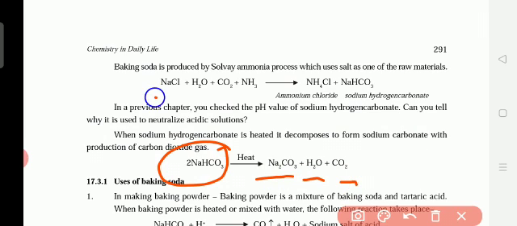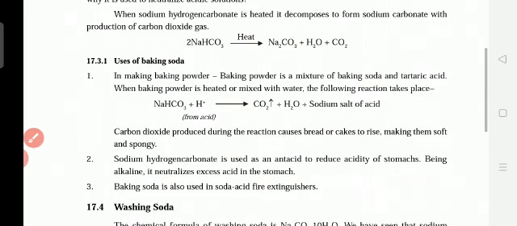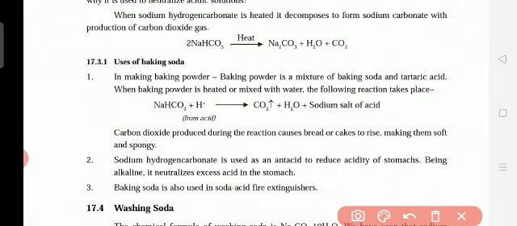Now here we will see sodium chloride, water, carbon dioxide and ammonia. We are getting ammonium chloride, NH4Cl, and NaHCO3, sodium hydrogen carbonate. So what are the uses of baking soda? In making baking powder, which is a mixture of baking soda and tartaric acid. When baking powder is heated or mixed with water, the following reaction takes place.